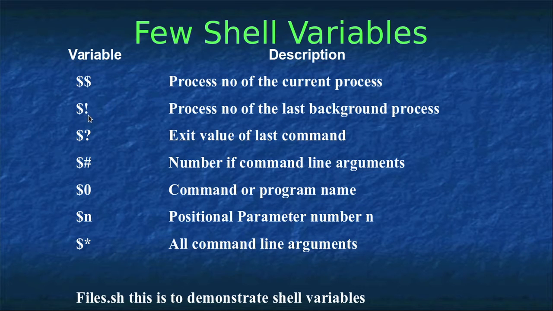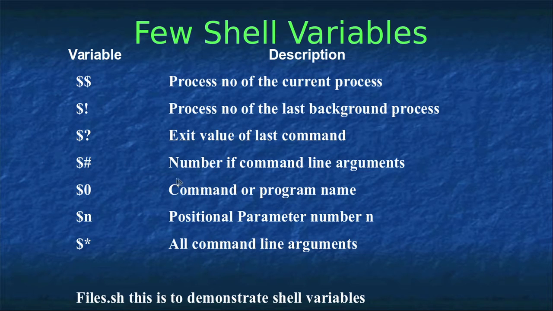Next I have dollar bang. This tells you the process number of the last background process. You know clearly that you can run a process in the foreground or the background, and if you want to know the background process number, you can use this. Now, the third one is very important. This tells you whether your previously executed command is successful or not. Unix has a convention that if your return value is 0, then the previous program has executed successfully. Any value other than 0 means your program has not executed successfully. As I told you, shell scripting allows you to take decisions based on whether a command has run successfully or not. To take that decision, this will be very useful. We will see the usage of this.